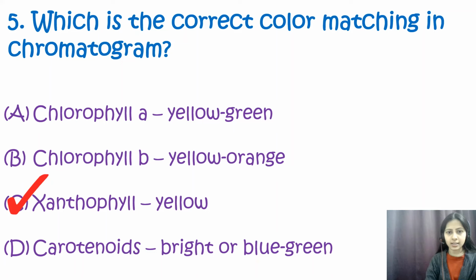So they are asking about the correct matching. Chlorophyll A appears bright or blue green in the chromatogram. Chlorophyll B appears as yellow green in the chromatogram, and carotenoid appears yellow to yellow orange in the chromatogram. So the correct option is option number C, that is xanthophyll yellow.